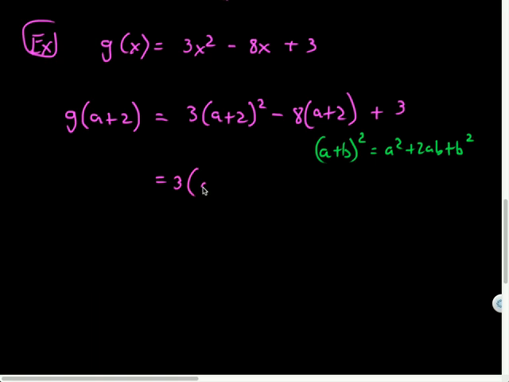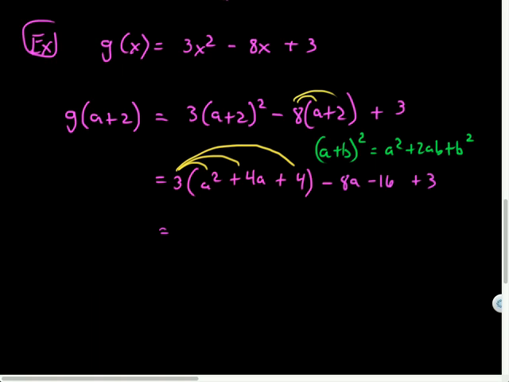So 3 times a squared plus 4a, when I calculate it all out, plus 2 squared is also 4. Minus, let's see, on this one, I actually can distribute. Negative 8a, and negative 8 times 2 is negative 16, and plus 3 is hanging out there. Keep on simplifying. Now I can distribute this 3.